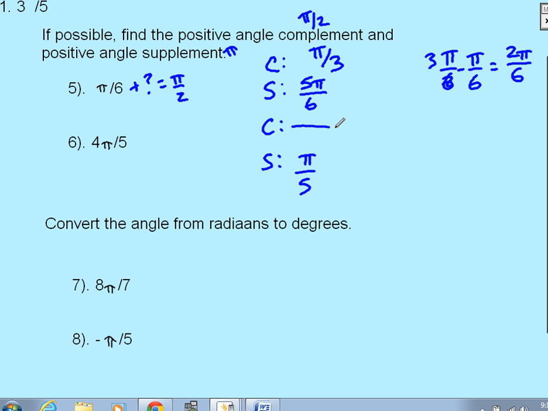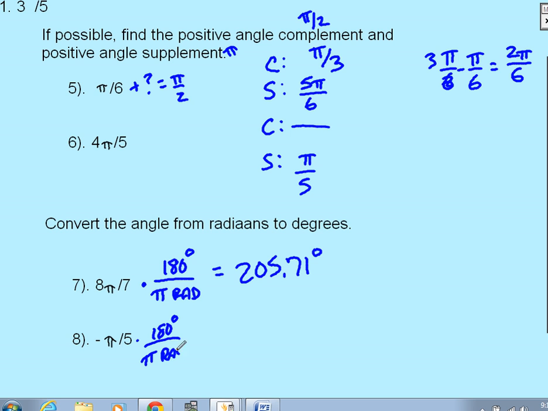For number 7, 8 pi over 7, I'm changing from radians to degrees here. All I need to do is multiply this by, since pi is up top, pi radians on the bottom and 180 degrees up on top. And I should get an answer when I do that conversion of 205.71 degrees. Same with this one, multiplying by 180 degrees over pi radians. And when I do that, I should get an answer of negative 36 degrees.